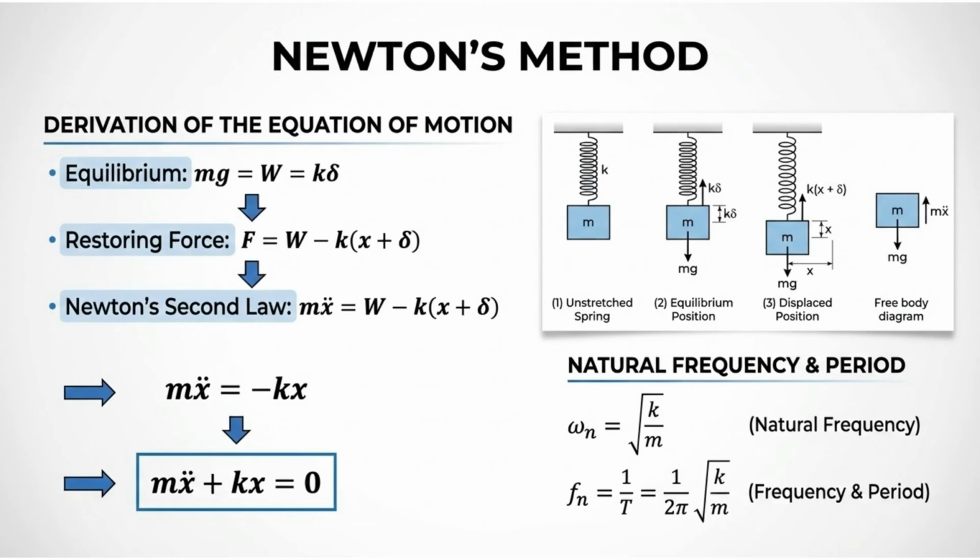Newton's method involves applying Newton's second law to derive the equation of motion for the system, leading to m x double dot plus k x equals 0. This method also helps derive the natural frequency and period formulas.